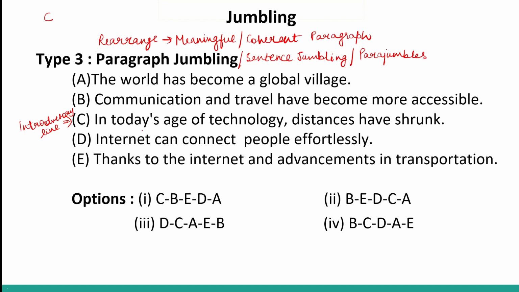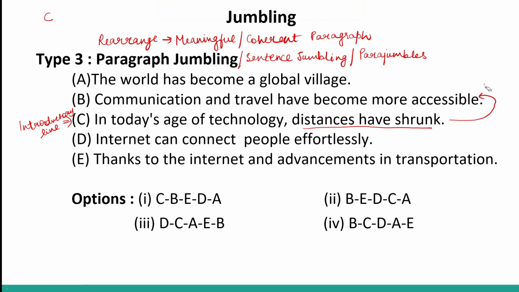Okay. In this line, we talk about how in today's age of technology, distances have shrunk. Correct? Communication and travel have become more accessible. So if you look at sentence B, over here in C we were talking about how distances have shrunk. How the distances have shrunk is explained in B: communication and travel have become more accessible. So, distances have shrunk. Why? Because communication and travel have become more accessible. Correct? So, B is an explanatory statement for C.